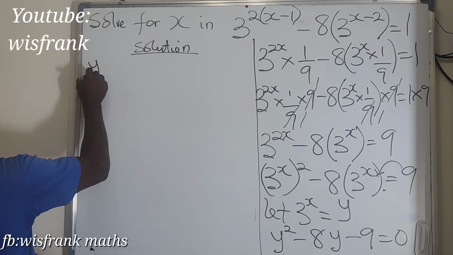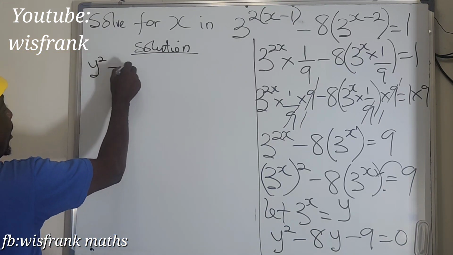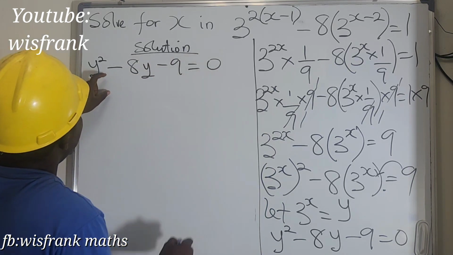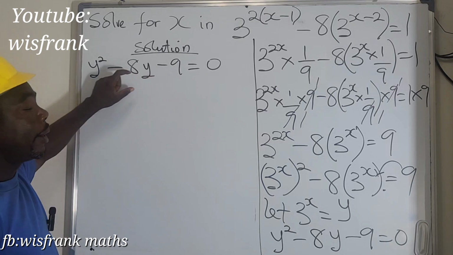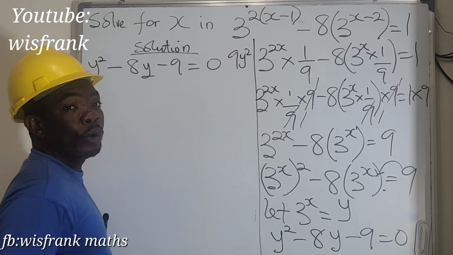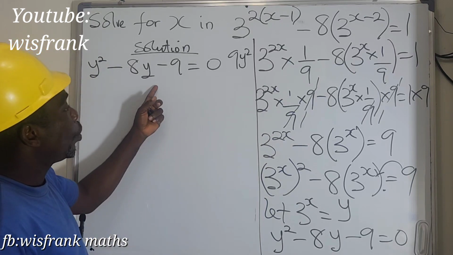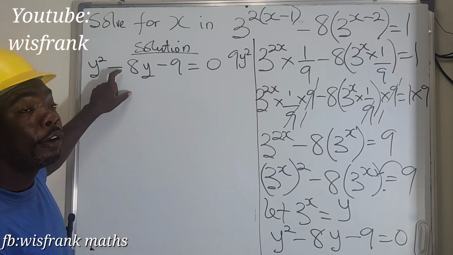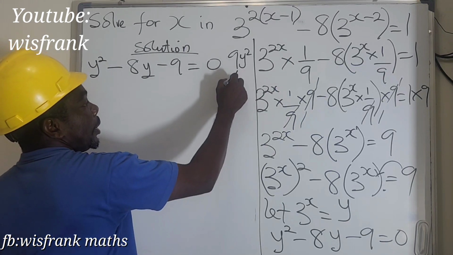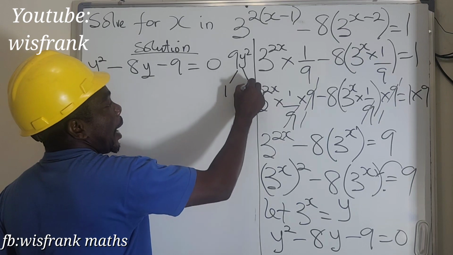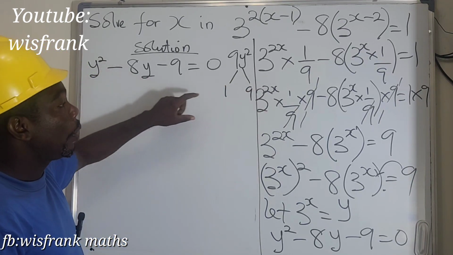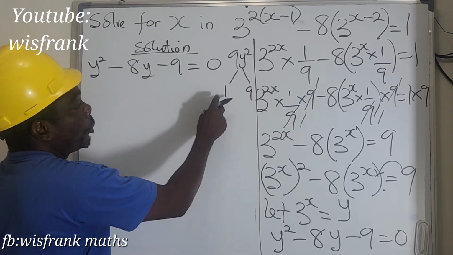So we have y squared minus 8y minus 9 equals 0. In this case, we are going to multiply 9 by y squared, which will give us 9y squared. And we look for two factors that, when we add them, will give us minus 8. The factors of 9 are 1 and 9. So now, for us to have minus 8 when we add the two of them, we are going to introduce signs.